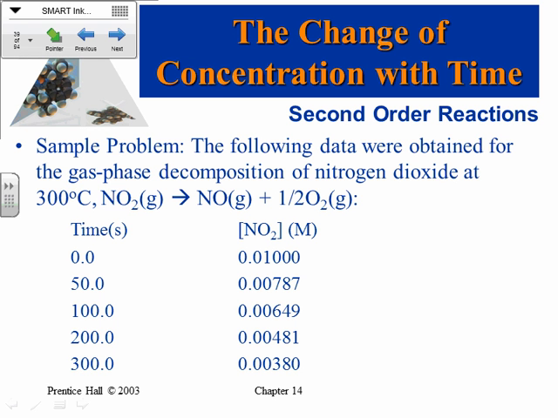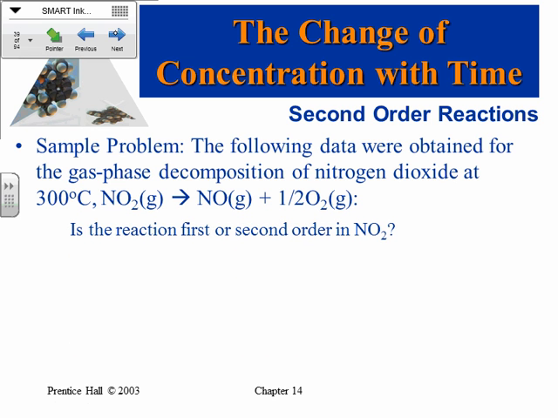So here's a sample problem. Following data were obtained for the gas phase decomposition of nitrogen dioxide. Excuse me. So here's our data, right? Here's our concentration, here's our time, okay? Is the reaction first or second order in NO2?